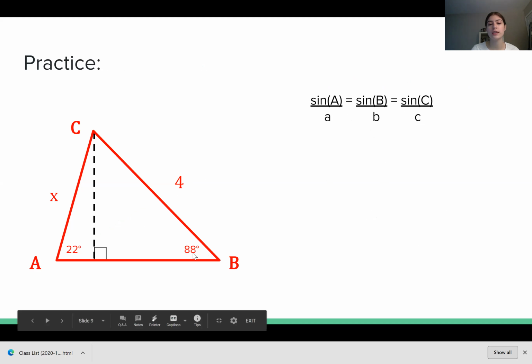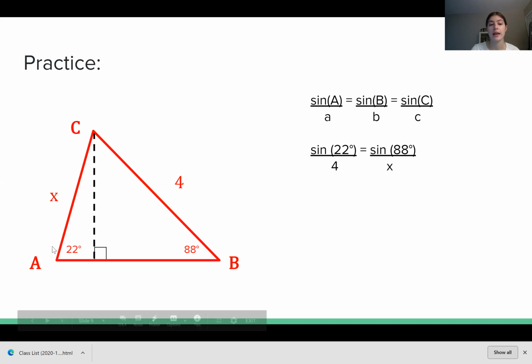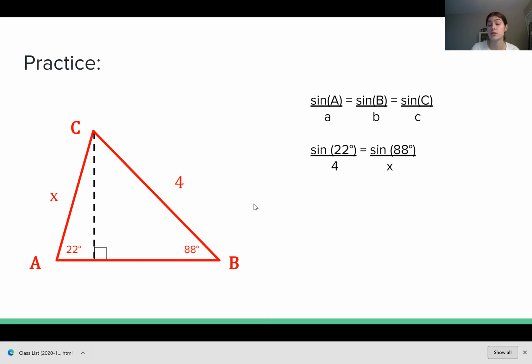Again, we're only looking at A's and B's, so we're not worrying about angle C or side C. We only have to worry about these first two: A is equal to B. We don't have to worry about C. So let's just set it up. Sine of angle A, which is 22 degrees, divided by the opposite side, which is 4, is equal to sine of angle B, which is 88, divided by the opposite side, which is x. Now we solve for x because we're trying to find the length of this missing side.